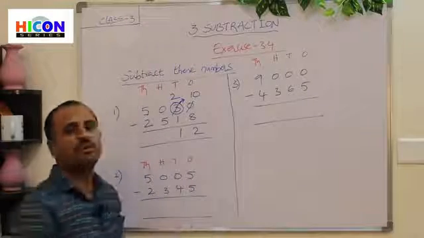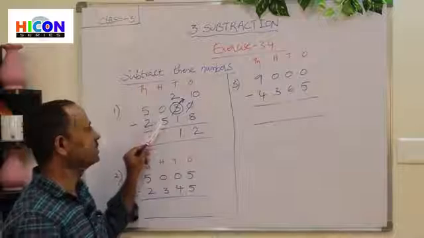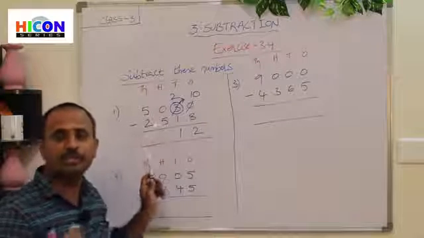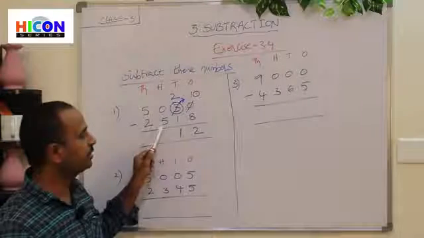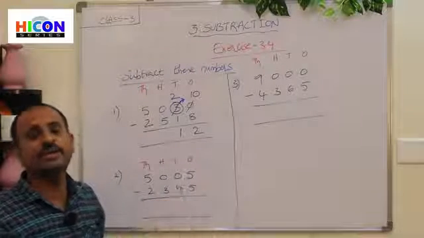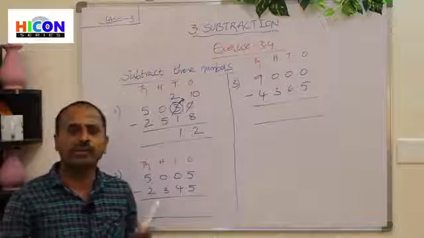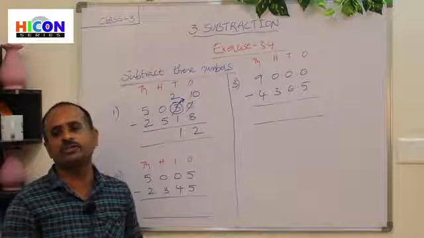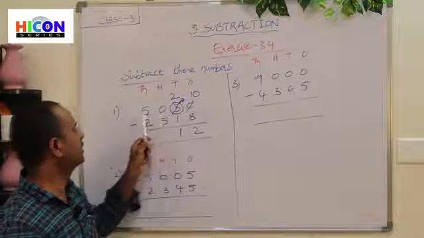So next go to hundreds place. What is the first number? 0. And what is the second number? 5. And we cannot subtract 5 from 0, because 5 is the greater number, 0 is the smaller number. We cannot subtract a greater number from the smaller number. Now what do we have to do? Again we have to continue the same process. That means we have to borrow from its next place.